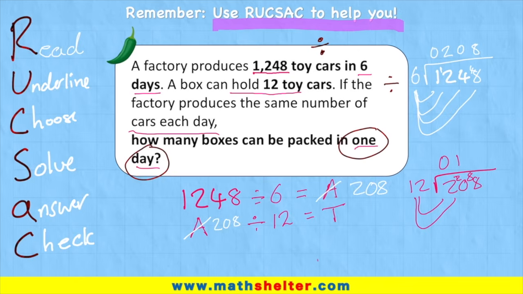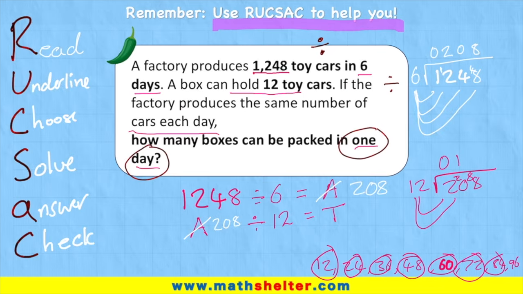Well, let's go open our 12 times table. 12, 24, 36, 48, 60, 72, 84, 96. So I can get 1, 2, 3, 4, 5, 6, 7, but I'm going to be left with a difference between the 84 and 88, which would be a remainder of 4. Or in other words, my answer would be how many boxes can be packed in 1 day? 17 whole, or 18 if I need to pack those extra 4. So I'm going to give an answer of 17 whole boxes. Now the last thing to do is check.